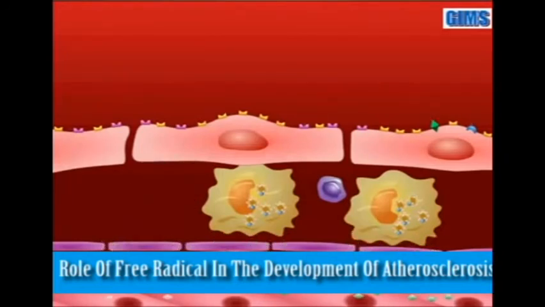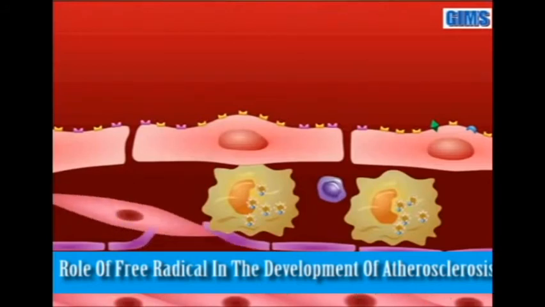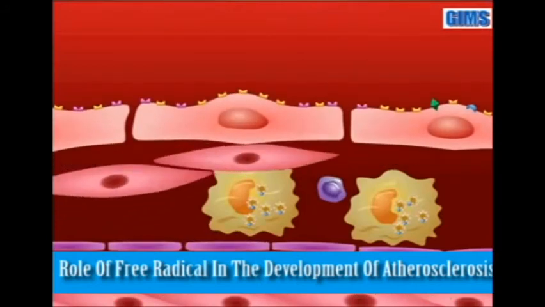Fibroblast growth factor FGF and platelet-derived growth factor PDGF are secreted by the endothelium and foam cells respectively. These growth factors attract smooth muscle cells from the media and stimulate cellular migration and proliferation.